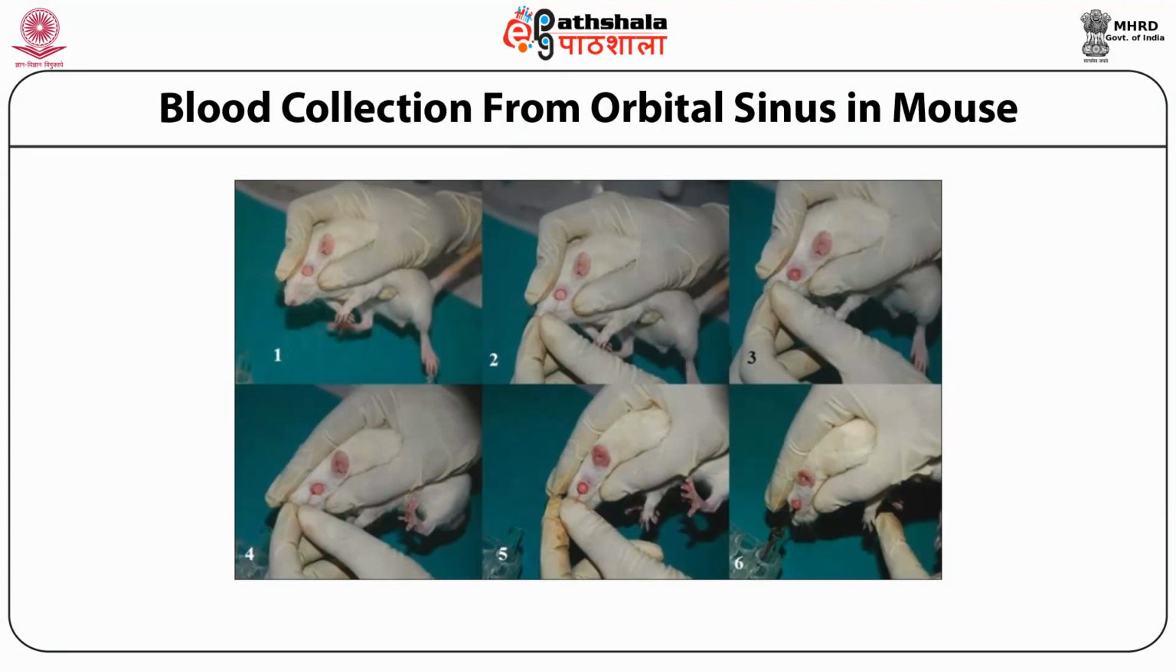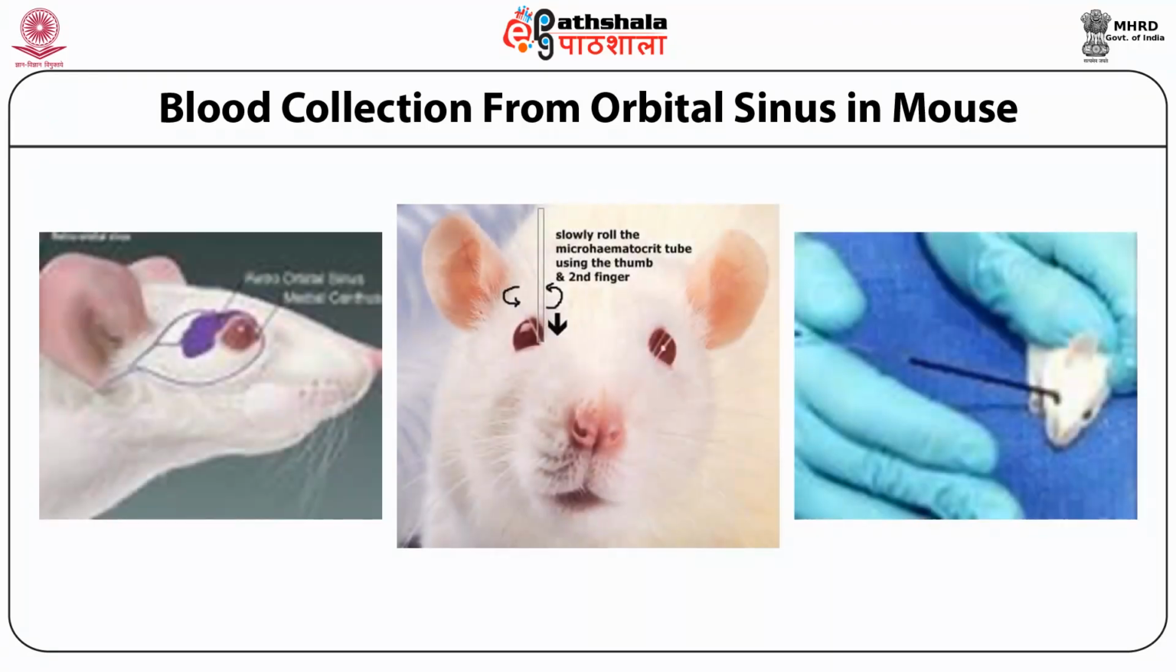And if you want to collect more than 200 to 300 microliter of blood, the option is the retroorbital sinus, where an anesthetic protocol is usually practiced, and without anesthesia you should not bleed a mouse from the retroorbital sinus. This is a picture showing how you collect the blood from the retroorbital.